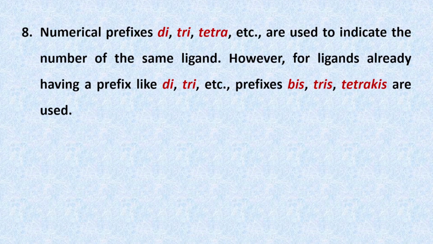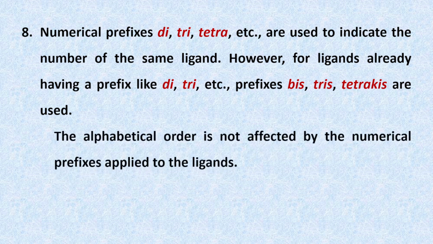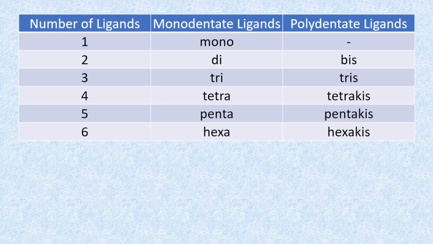Number 8. If the same ligand is present more than once, the numerical prefix di, tri, tetra, etc. are used to indicate the number of same ligand. However, if the ligand already has a prefix like di, tri, etc., then prefix bis, tris, tetrakis are used. The alphabetical order is not affected by the numerical prefix applied to the ligand. Here I have tabulated the prefix used for monodentate ligand as well as polydentate ligand.